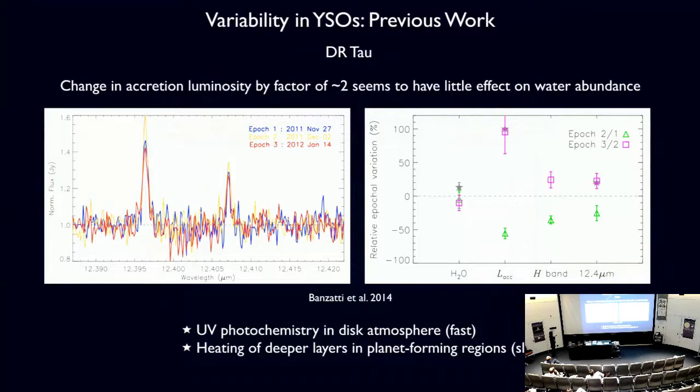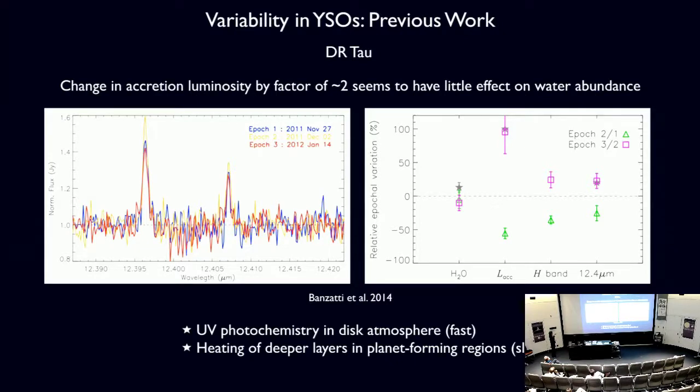And one interesting study on DR Tau is that they found that a change in accretion luminosity of a factor of 2 didn't affect water abundance. So they show a big change in luminosity and not a big change in water abundance. The end conclusion was that heating of deeper layers in planet-forming regions could be slow and have a longer-term effect, whereas photochemistry in the disk atmosphere would be fast, and you'd see very quick changes in your luminosity.